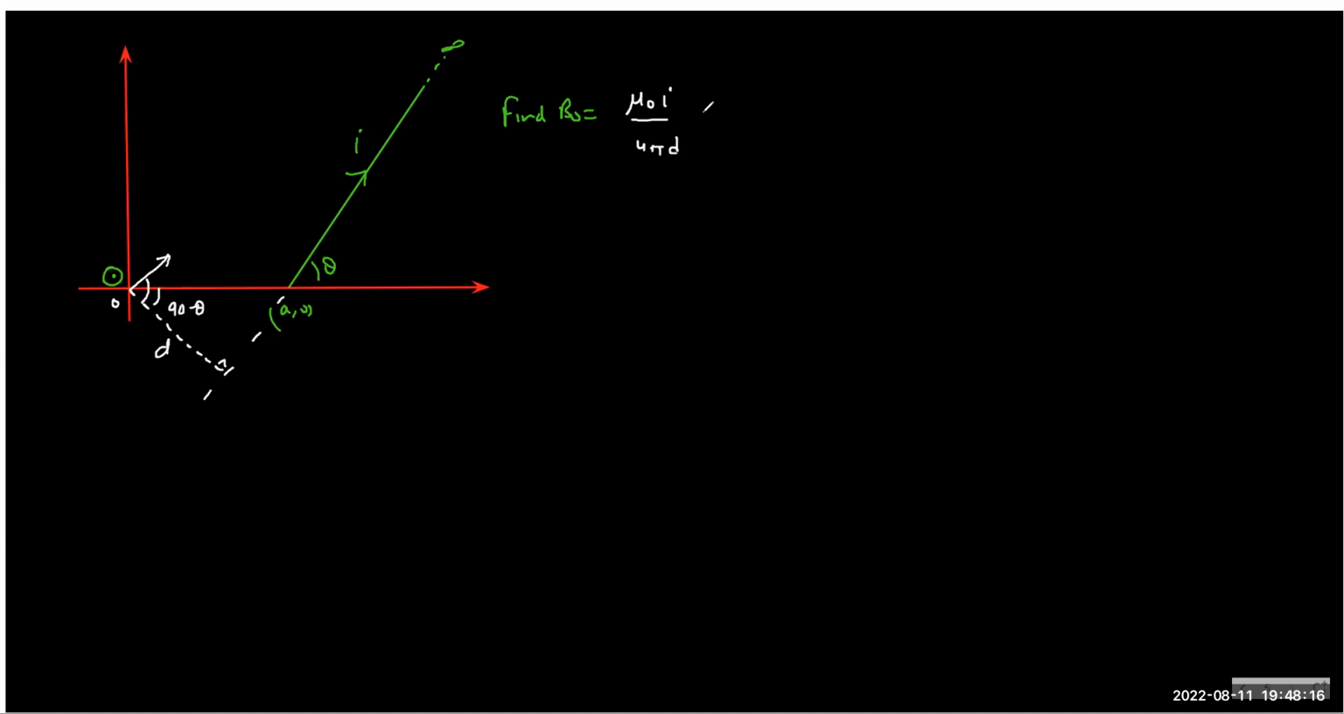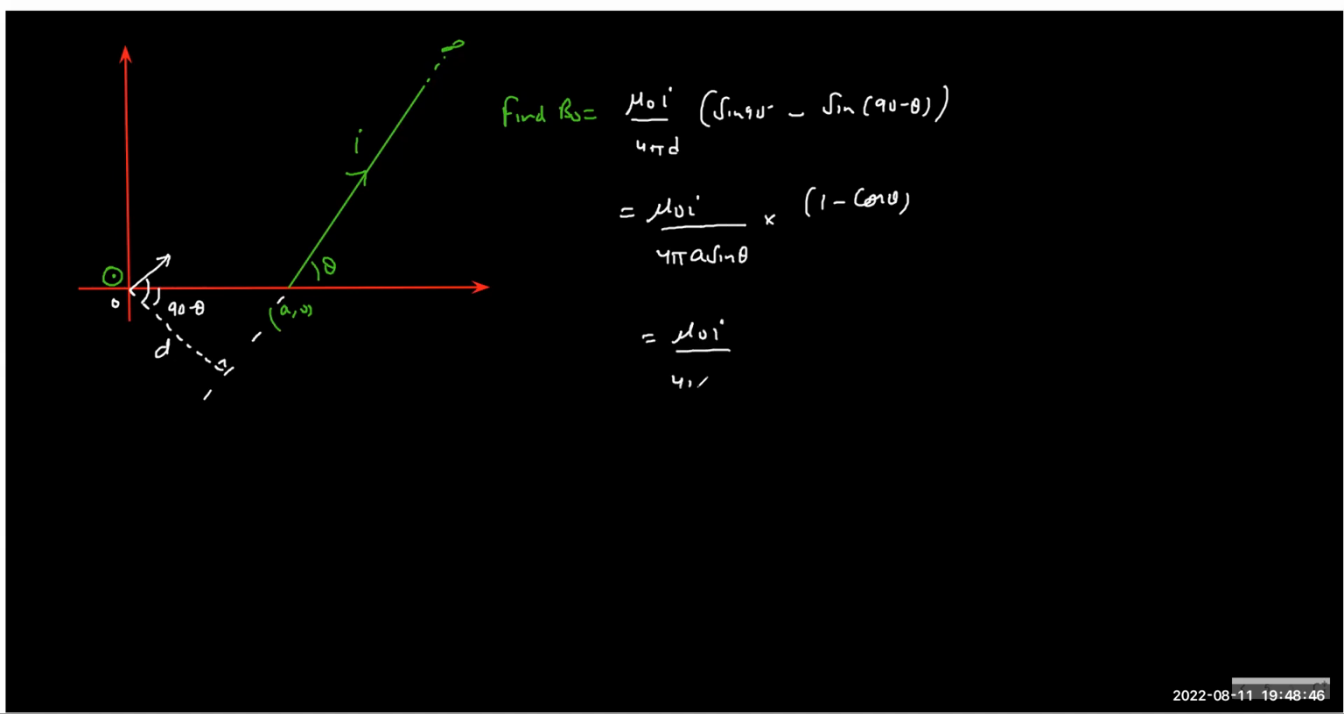The formula is mu naught I by 4 pi d into sin 90 minus sin(90 minus theta), right? So mu naught I by 4 pi, and d is a sin theta, right? And this is 1 minus cos theta. So you know how to solve questions like this. We have done this before. Yes, sir, I forgot about the technique.